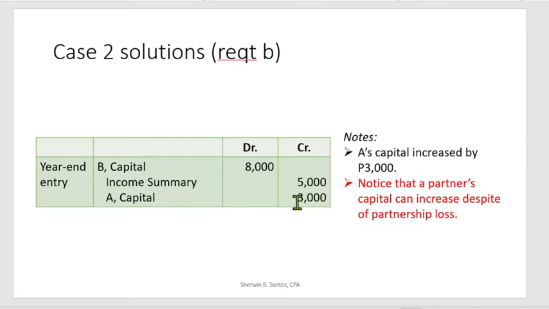So A's capital, the answer for requirement B is A's capital will increase by 3,000. I want you to take note of this. Notice that the partner's capital can increase despite of a partnership loss. So kung merong theoretical question on the CPA board exam related to this, you can easily say na kahit na may partnership loss, pwede ma-increase ang capitalization ng isang partner.